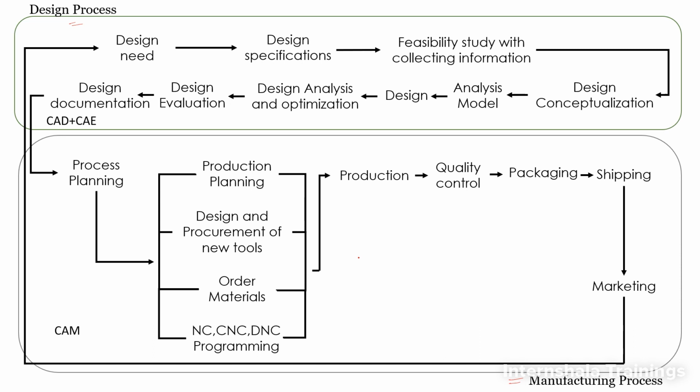This design phase is again divided into a number of steps, which start from design need identification and end with the design documentation stage. Then the manufacturing phase starts from process planning and ends at packaging of the end product. Now, coming to the design phase, we have multiple steps. The first step is the design need, the second step is the design specifications, and the third step is the feasibility study.